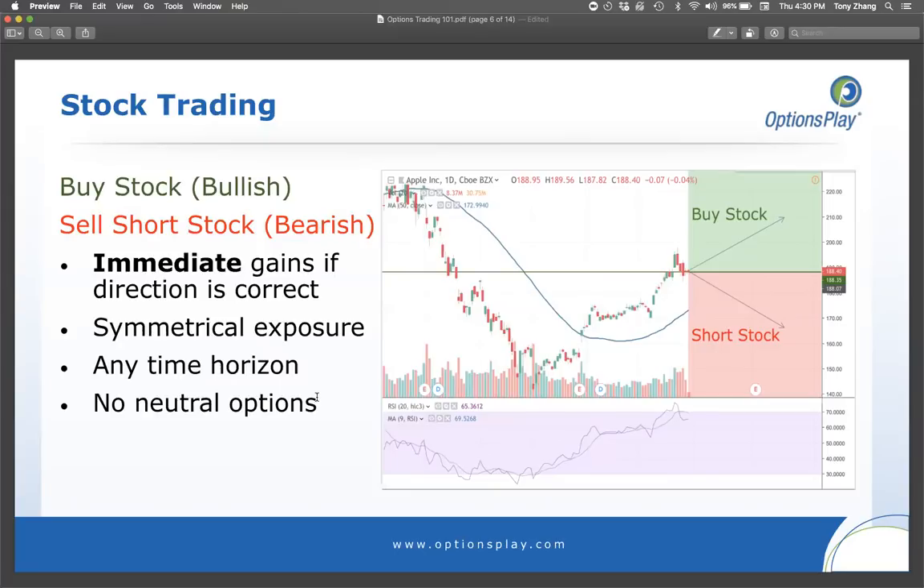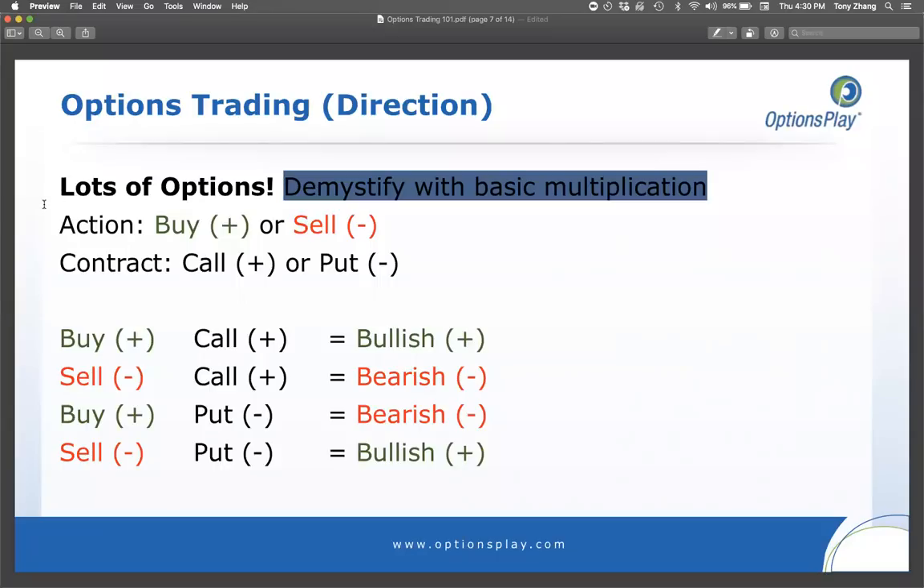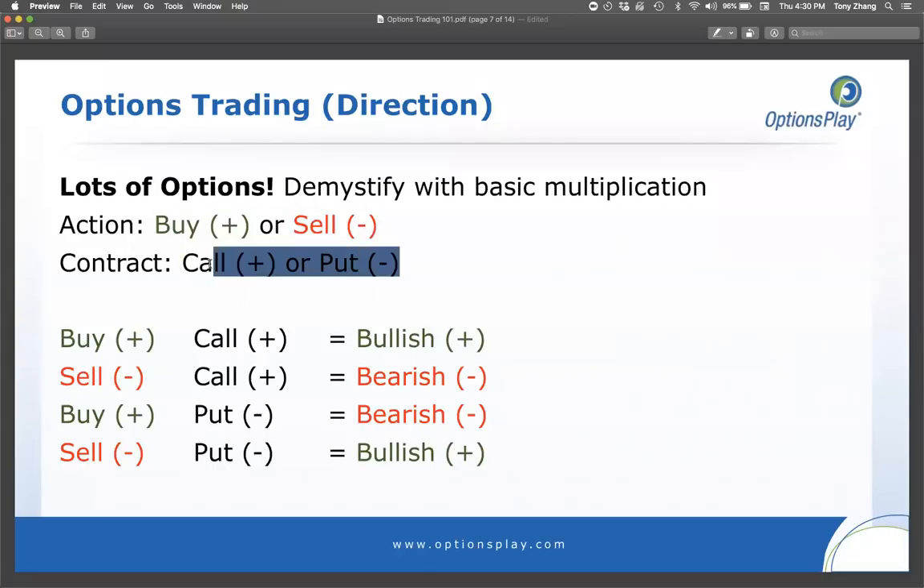So on the flip side, with options, you have lots of options. Unlike stock, where you effectively either are bullish or bearish, and those are your only two options, with options, you have a lot of different options. So what I want to do is help to demystify all of these options with some basic multiplication to hopefully simplify the different views that you can have with options. So, like I said, with options, you have four choices. You can either buy or sell the option, and you can either buy or sell a call or a put option. So those are your different choices.